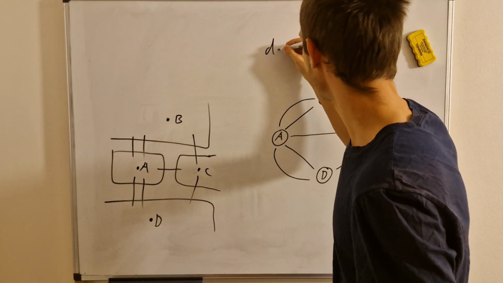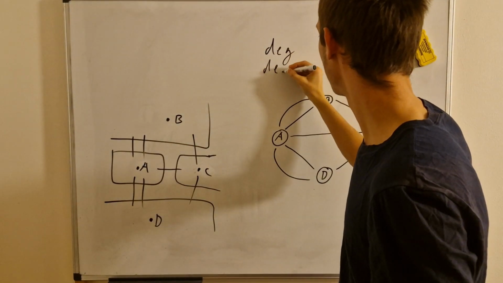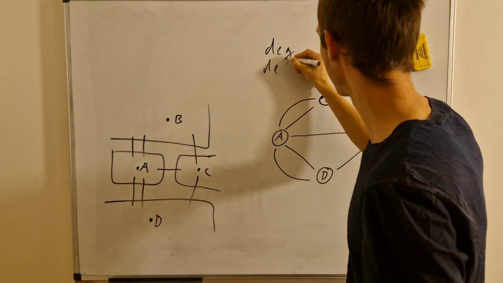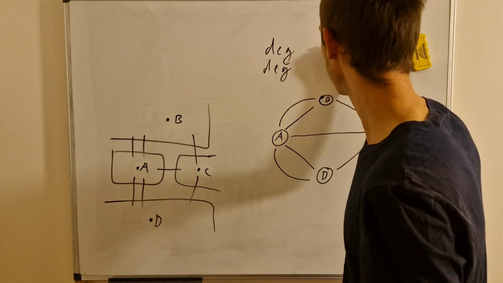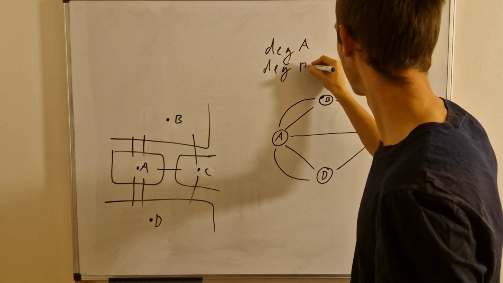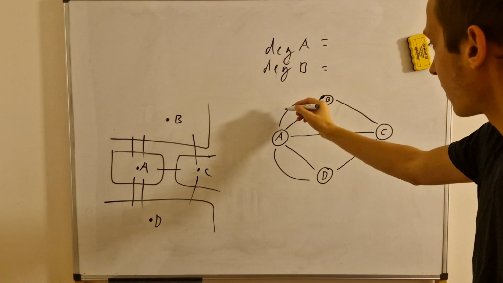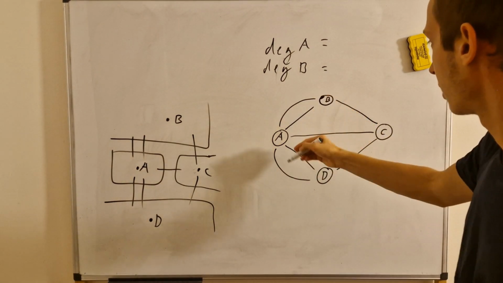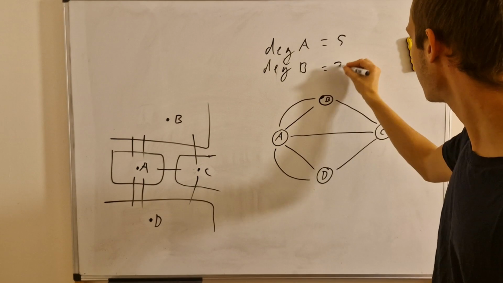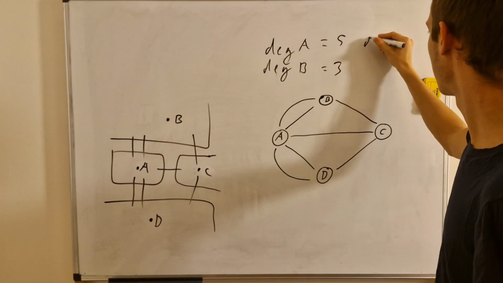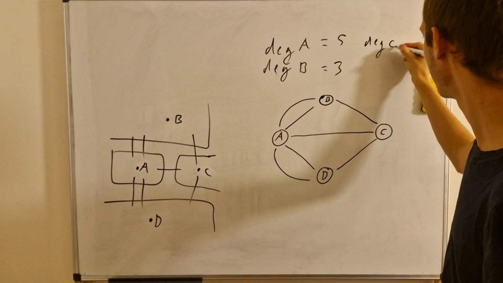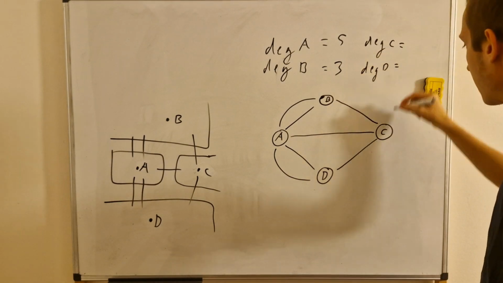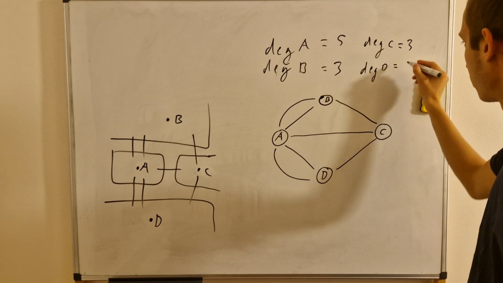So let's list the degrees of the four different vertices of this graph. So we have the degree of all of them. We can do degree of A and degree of B first. Degree of A, as I said, is the count of edges it is connected with. That is the degree of the vertex. So that's 5. Degree of B is 3. Let's do degree of C and D. C has 3 and D has also 3.